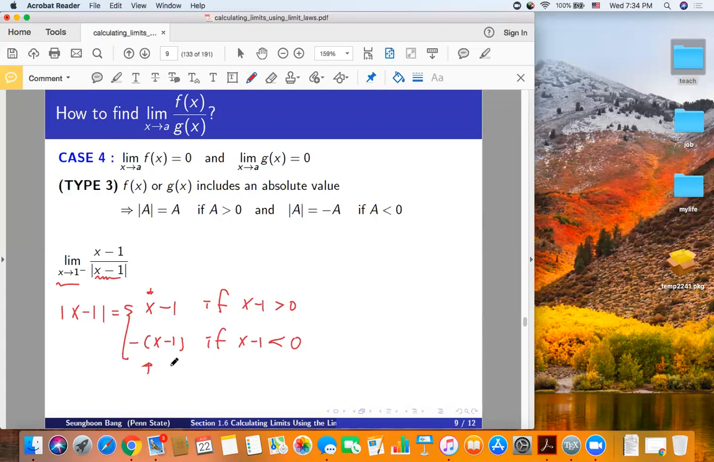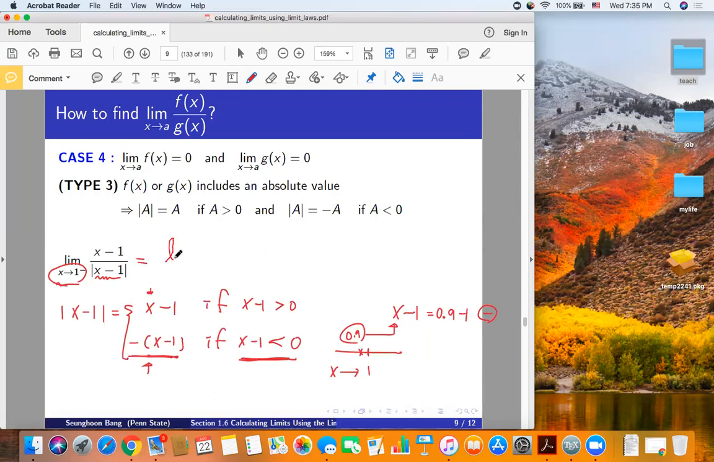You can determine whether x minus 1 is positive or negative by using the one-sided limit. The x value approaches 1 from the left. I can choose a test number that is less than 1 and very close to 1. I can choose 0.9. You plug 0.9 into x. X minus 1 is 0.9 minus 1, which is negative, minus 0.1, right? Exactly negative. So you choose negative x minus 1.